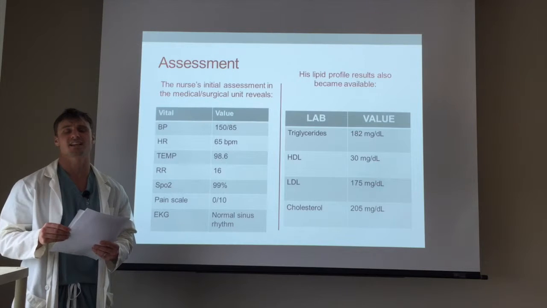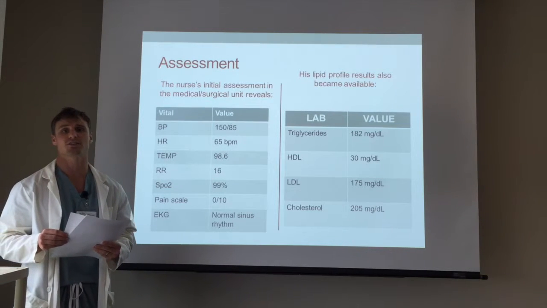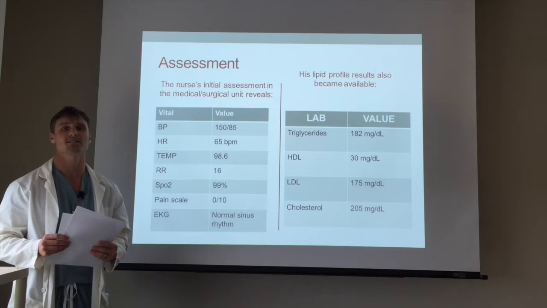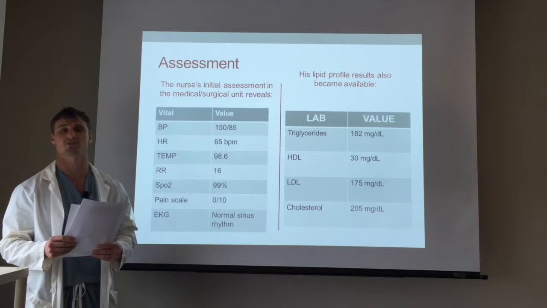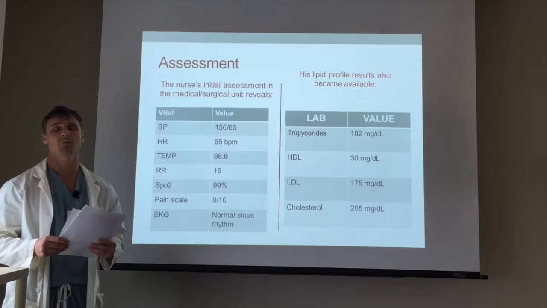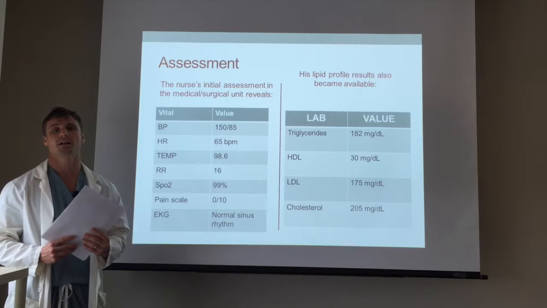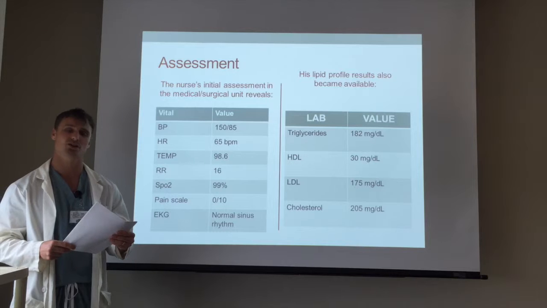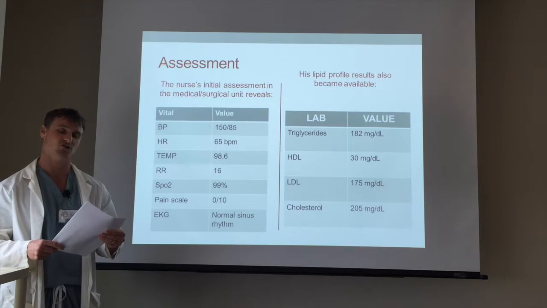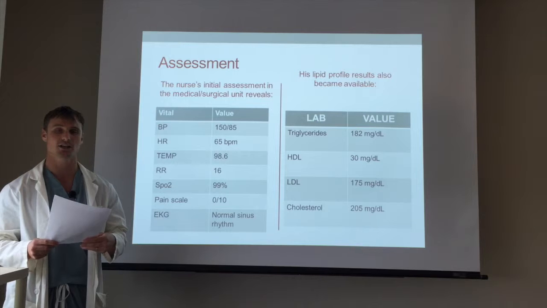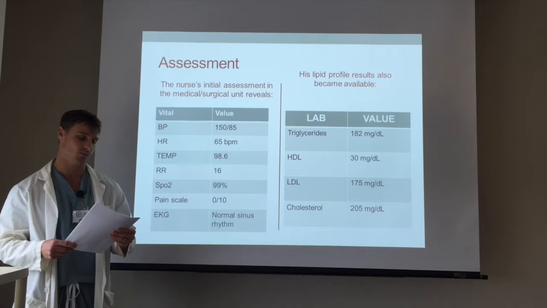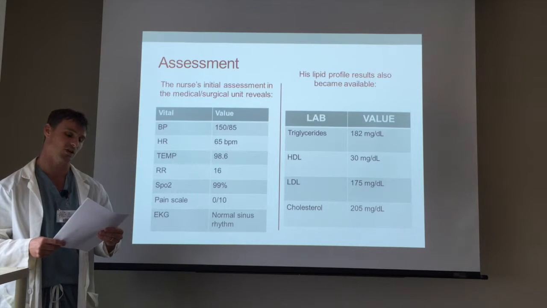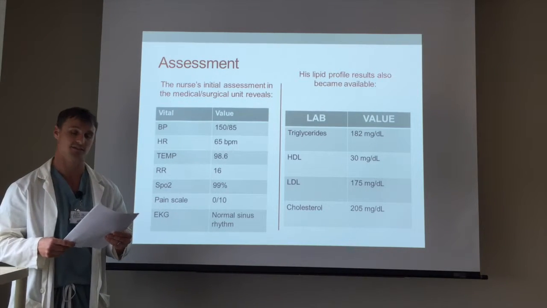His initial assessment at the med-surg unit revealed his vital signs were within normal range. His pain is now self-reported at a 0 out of 10, and his EKG is in normal sinus rhythm. His lab work also came in, and his lipid profile panel revealed his cholesterol was 205 milligrams per deciliter. His triglycerides were 182 milligrams per deciliter. His high-density lipoprotein was 30 milligrams per deciliter, and his low-density lipoprotein cholesterol was 175 milligrams per deciliter.